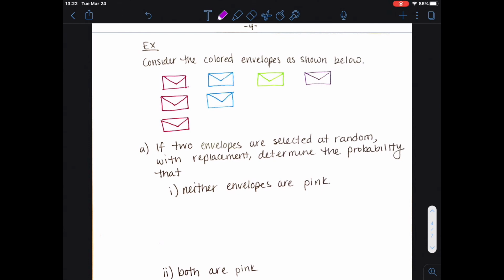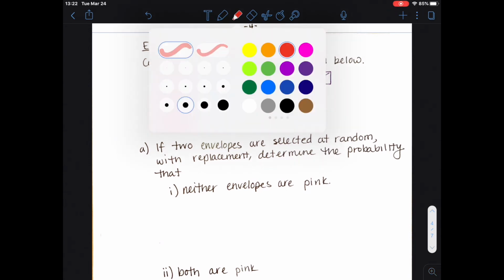So if 2 events are selected at random with replacement, that means I'm going to take this card, or pick one out, see what it is, and then it's going to go right back into this pile, and I have the same chance of selecting it again. So we're going to do this twice. We want to determine the probability that neither envelope is pink.